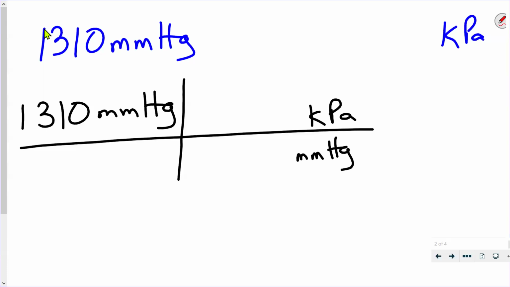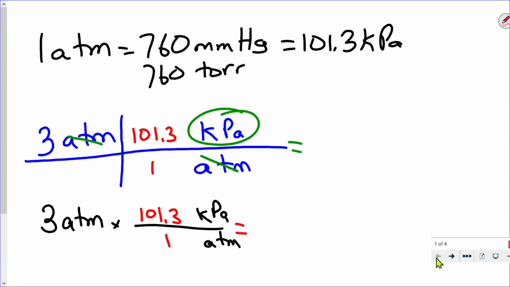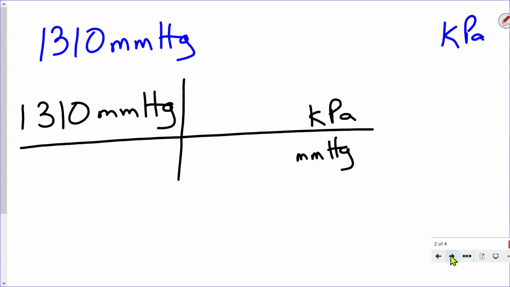So now I need to look for what are the numbers in front of kPa, what are the numbers in front of mmHg. According to our definition, there's 760 millimeters of mercury and 101.3 kPa. So I plug those numbers in. 760, 101.3 kPa. As in the past, we will multiply straight across, then divide by what's on the bottom, getting us our answer. Remember, it is up to you to get that answer.